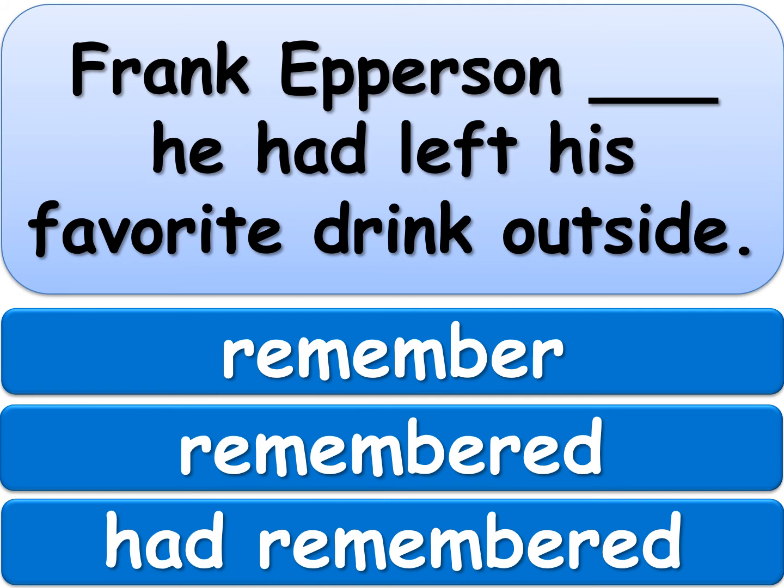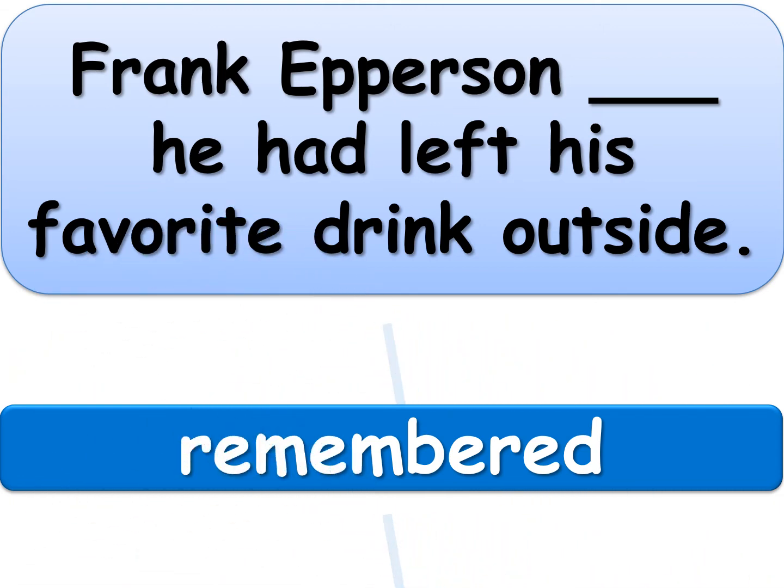Take a look. Which one should we use to finish this sentence? Remember, remembered, or had remembered? Frank Epperson blank, he had left his favorite drink outside. So the action that happened first was him leaving his drink outside. So this time we should use remembered. Frank Epperson remembered he had left his favorite drink outside.